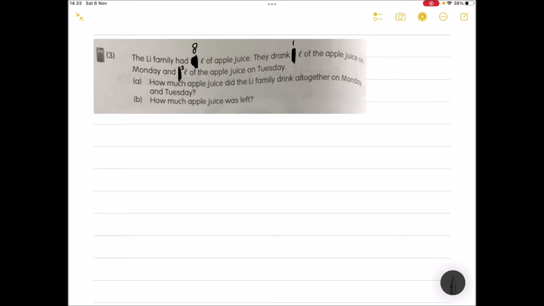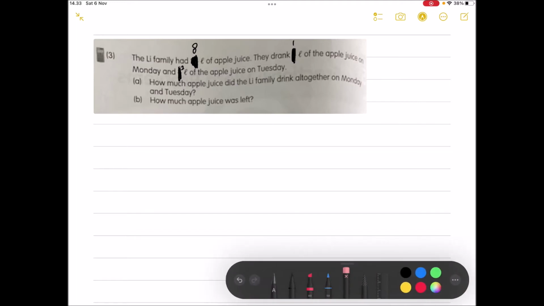The Lee family had 8 liters of apple juice. Can you imagine that? They drank 1 liter of apple juice on Monday and 2 liters of apple juice on Tuesday. How much apple juice did the Lee family drink altogether on Monday and Tuesday? Oh, it's simple. Monday 1 liter, Tuesday 2 liters. I combine them, 3 liters. Yes, right? And how much apple juice was left? Oh, 8, which is the total, minus the 3 that I have found before. So it's 5. It's simple with a whole number, right?